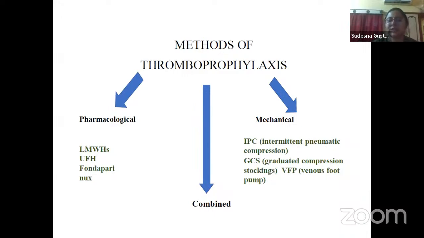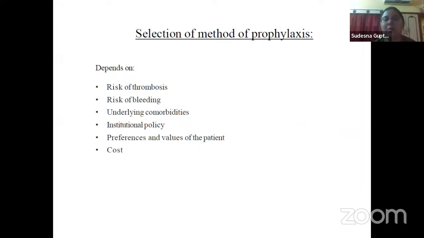What prophylaxis management can I choose? These are pharmacological, mechanical, or combined. The pharmacological options, as we have just discussed, are low molecular weight heparins, unfractionated heparins, and fondaparinux. For mechanical, we can discuss intermittent pneumatic devices, graduated compression devices, and a combination of both. Now, how do we select them? It depends on my risk of thrombosis, my risk of bleeding, underlying comorbidities, institutional policy, preferences and values of the patient, and the cost, obviously.